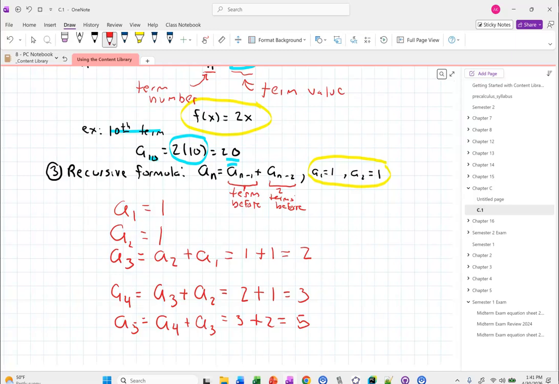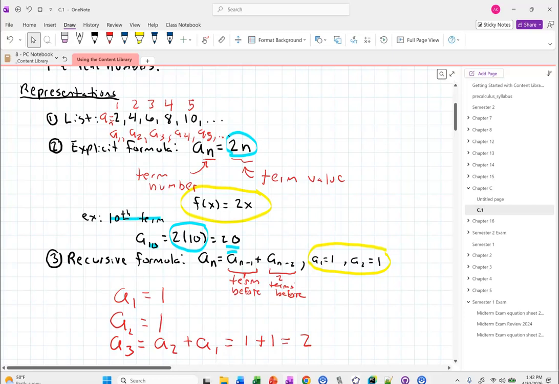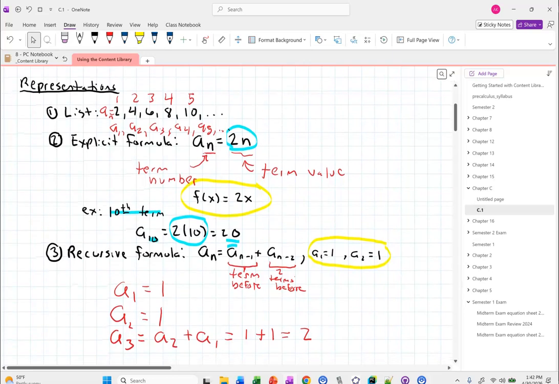What do you notice when I compare explicit and recursive formulas? If I want to find the 1,000th term using a recursive formula, what's the disadvantage there? You have to find the 999 terms before it, right? You're going to have to build there. If I want to do that for the explicit formula, I can just drop 1,000 into n and be done, right? So in some ways, the explicit formula is much more convenient to use. So why have a recursive formula? What advantage does that have?